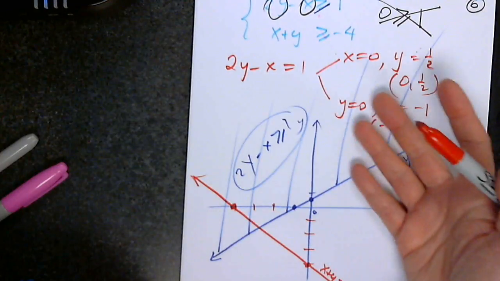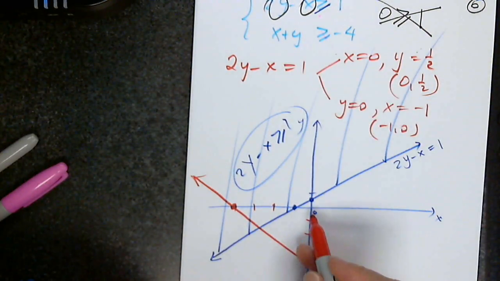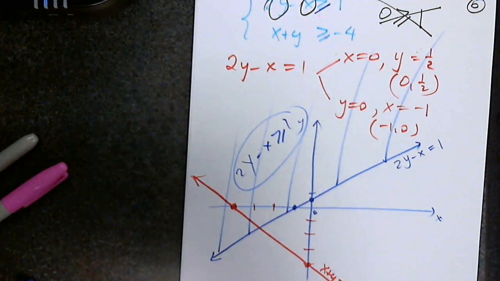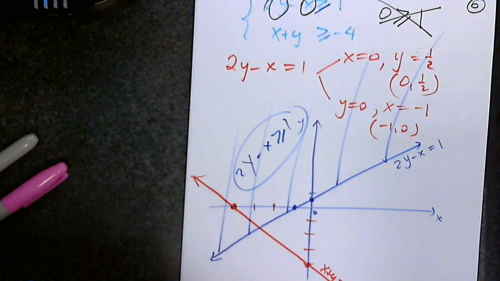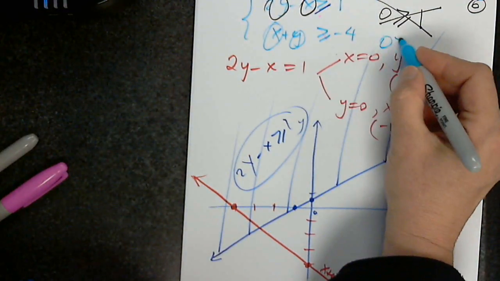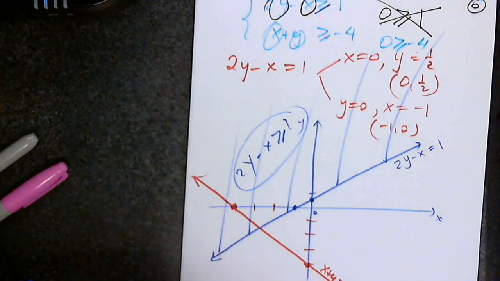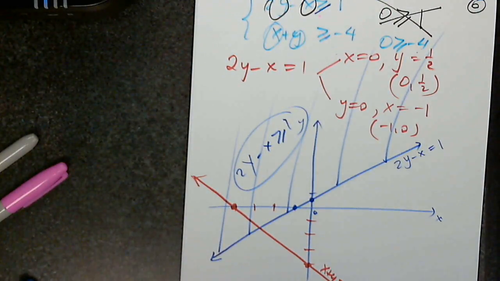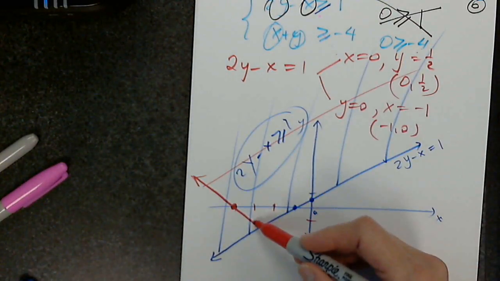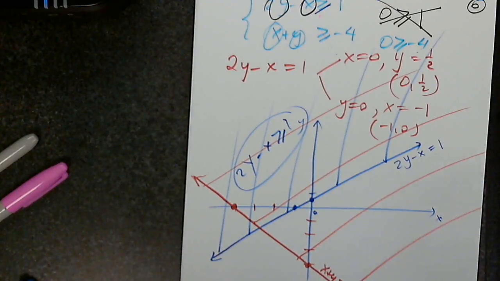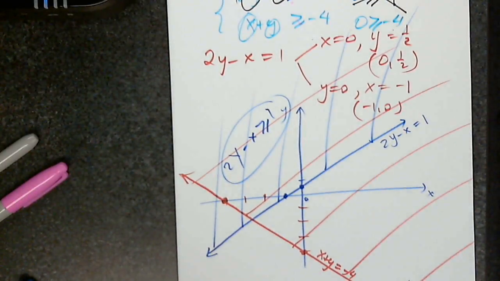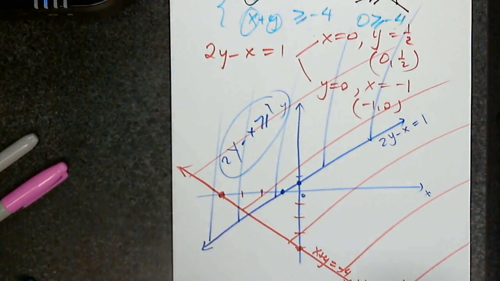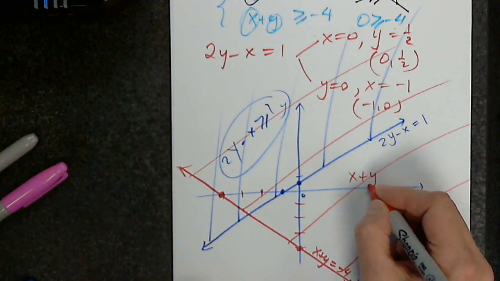I will check the upper area, using again the origin. So with the origin, 0 greater than or equal to negative 4. Yes, indeed, that is true. So I have to shade the area that contains the origin, the point that I used to verify with.